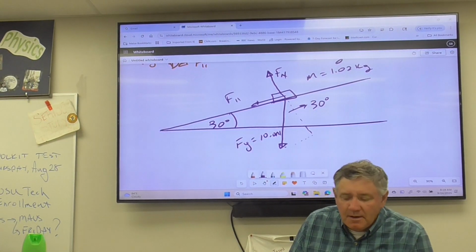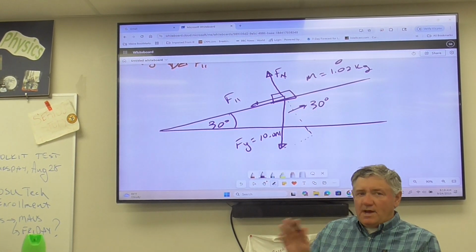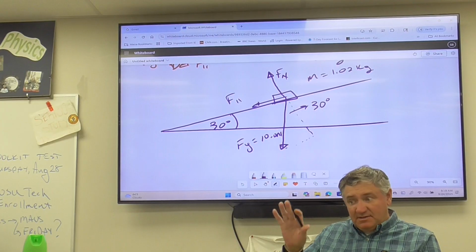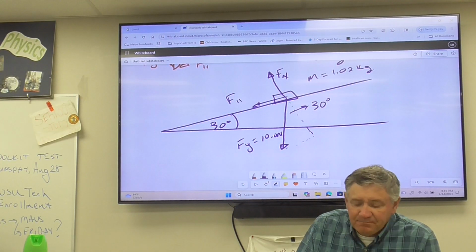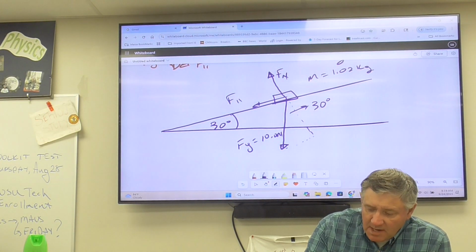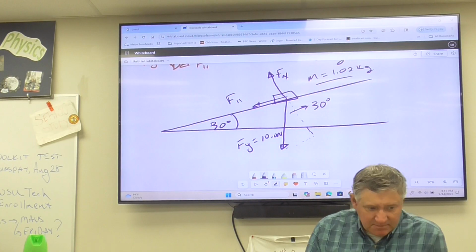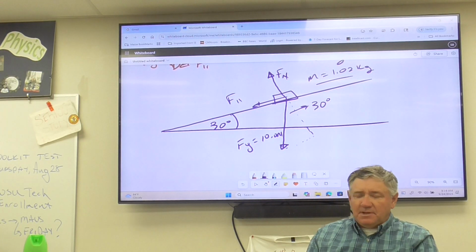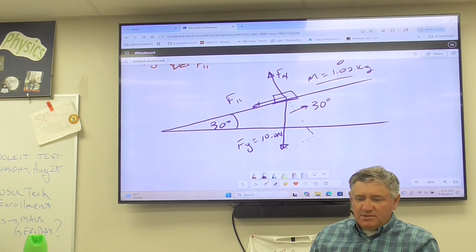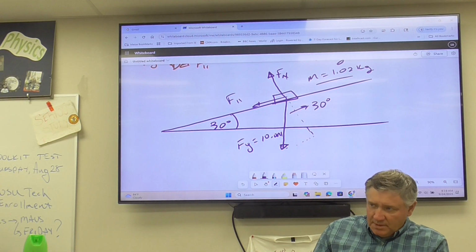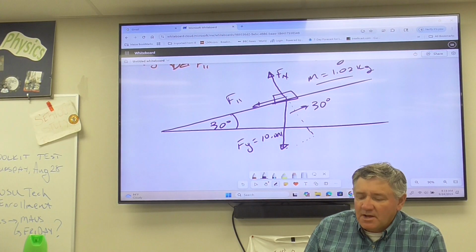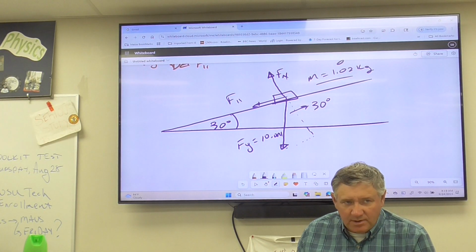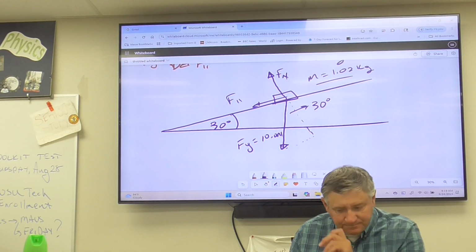Okay, so now that we have that figured out, now let's figure out how you're going to apply it. So I get a mass of 1.02 kilograms, and I'm going to put it on an inclined plane. First thing I want to do is calculate force parallel, force normal, and my gravitational force. If you can't do that, you are dead in the water at this point, okay?